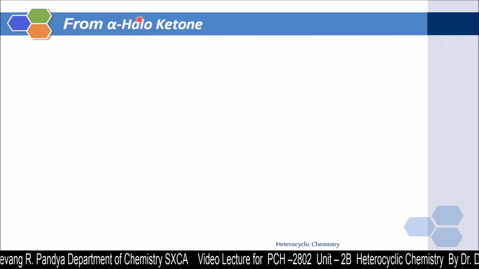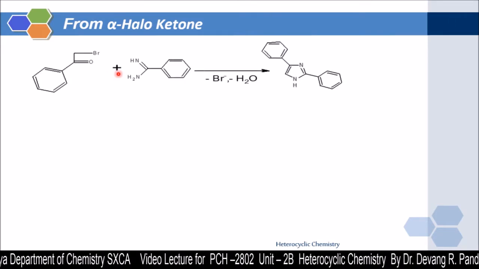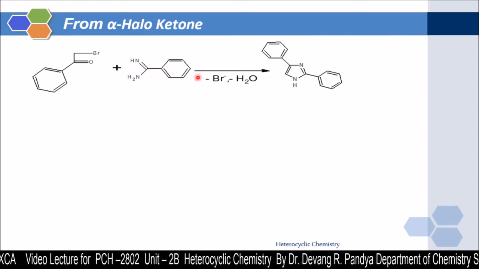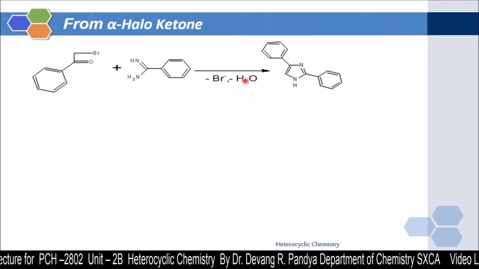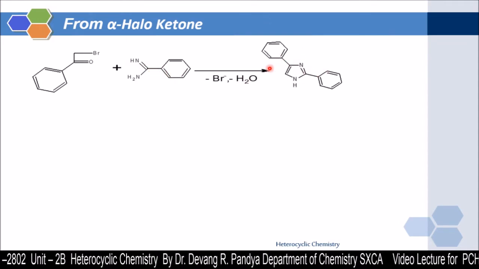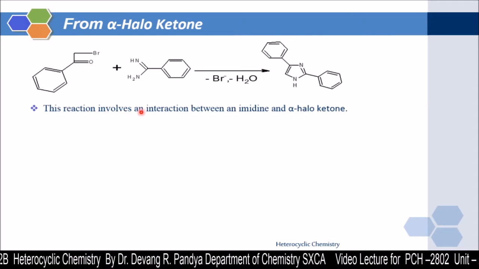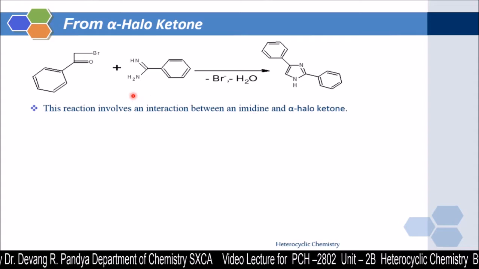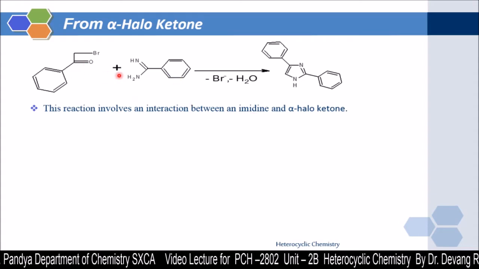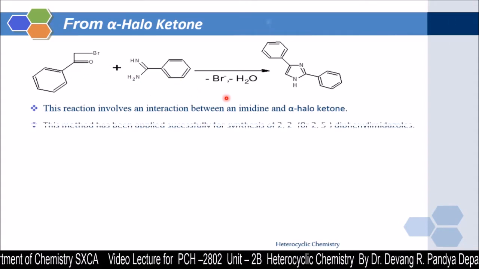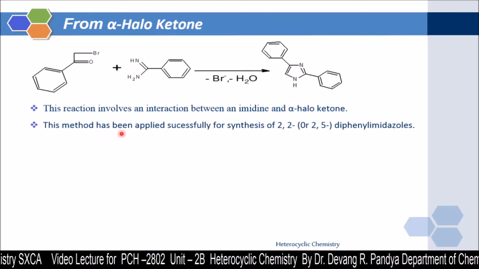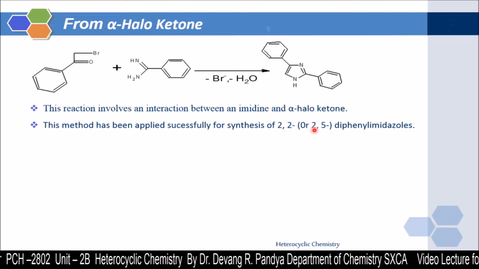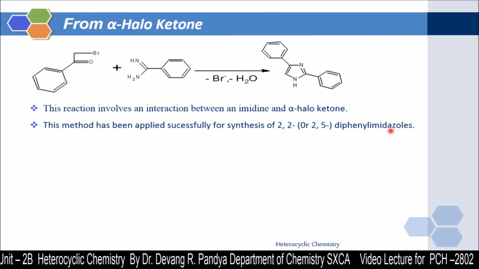Now from alpha-haloketone we can synthesize imidazole as well. Alpha-haloketone treated with this amine compound gives the substituted imidazole. This reaction involves the interaction between an imidine and an alpha-haloketone. Imidine and alpha-haloketone give you the substituted imidazole. This method has been applied successfully for the synthesis of 2,4 or 2,5-diphenyl imidazoles.